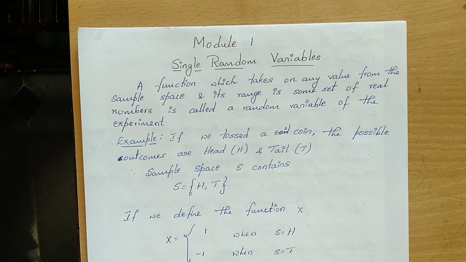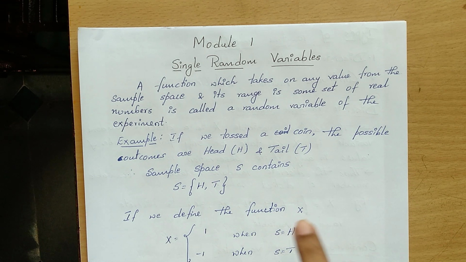Here we'll discuss the single random variable. A single random variable is a function which can take any value from the sample space. So what is sample space? We'll discuss. The sample space is the set of possible outcomes.